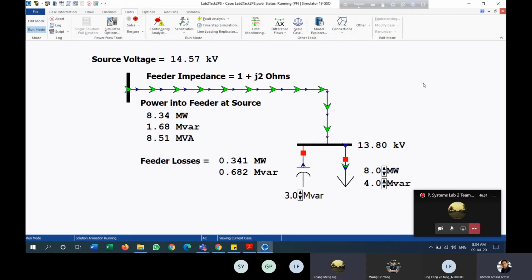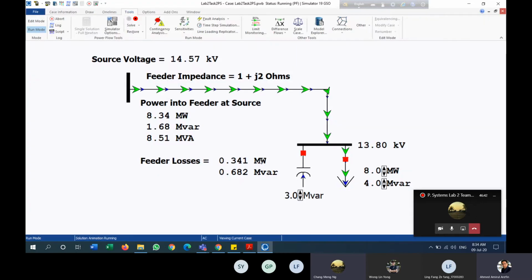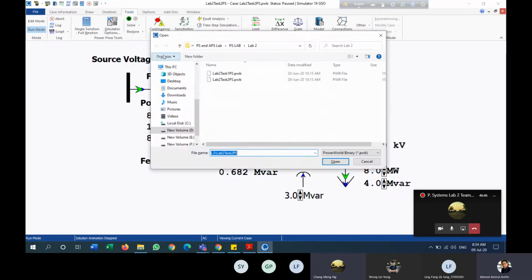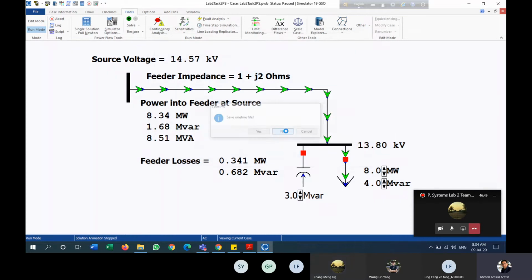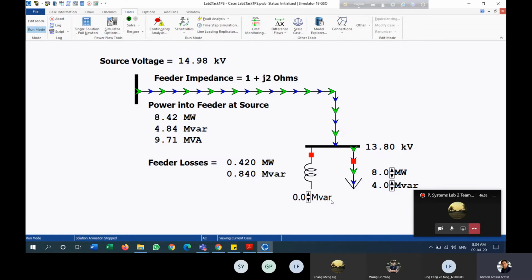Sir, during your task one, you set your inductor value to negative. What does it mean by negative inductor value? Which one? The task one. Yes, this one. So what happened here? During your simulation, you set your inductor value to negative. What does it mean by a negative value?